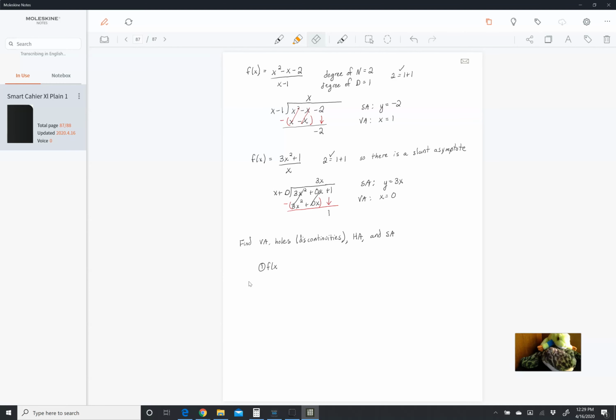So let's say that we have f of x is equal to 6x cubed minus 7x squared plus 2x minus 4 over x minus 5. So the 6x cubed minus 7x squared plus 2x minus 4, I'm going to tell you it's not factorable. Okay, certainly it's not divisible by x minus 5.